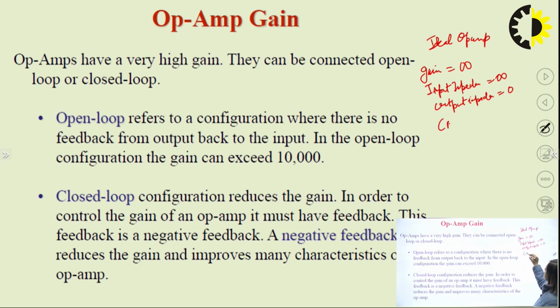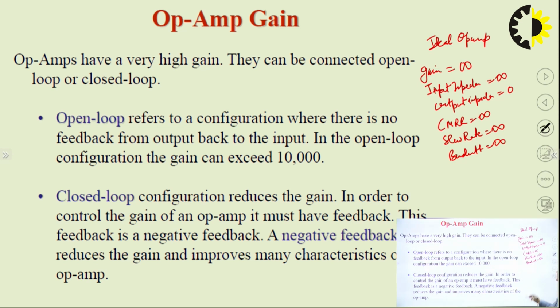CMRR is infinite, slew rate is infinite, and bandwidth is infinite. So these are the characteristics of the ideal Opamp. And in open loop configuration, gain is very high.